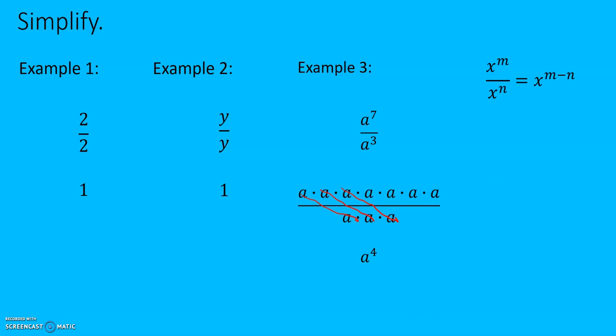x to the m divided by x to the n equals x to the m minus n. We subtract the exponents. The bases must be the same.